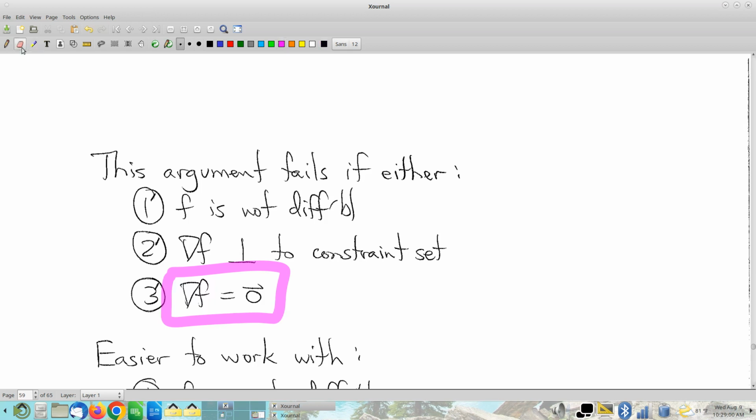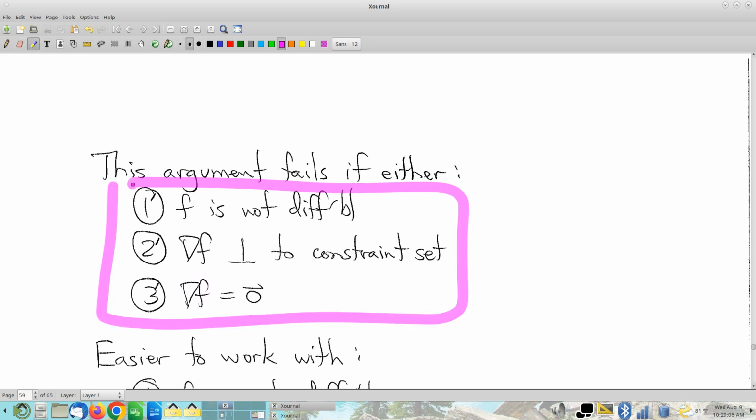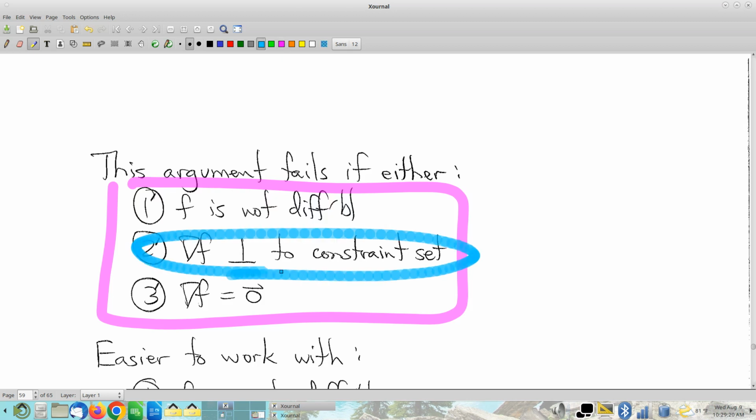Okay, all right. So one could make the case that this is one way to formulate a definition of critical points. These are the points where our argument fails. Now, these are hard to work with. In particular, this one right here is hard to work with because we don't have any convenient algebraic tools for deciding when a vector is perpendicular to a set.